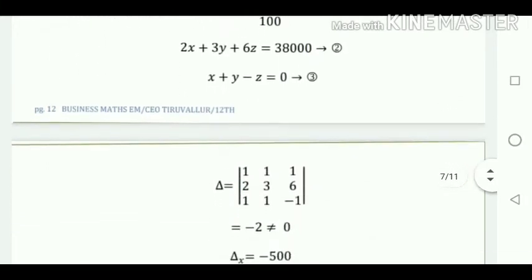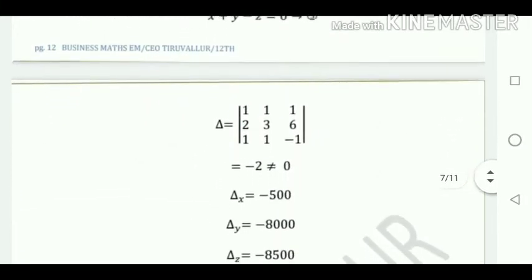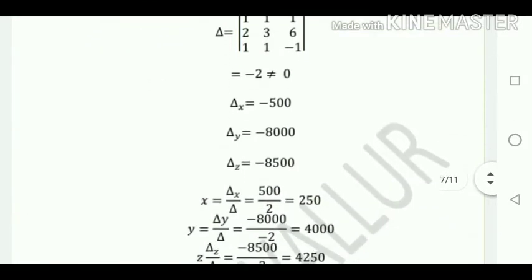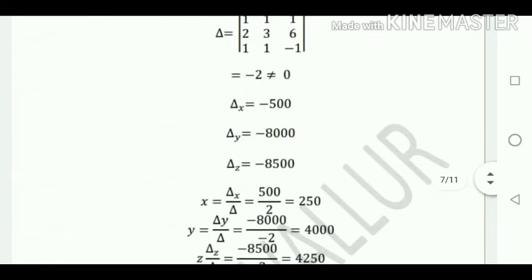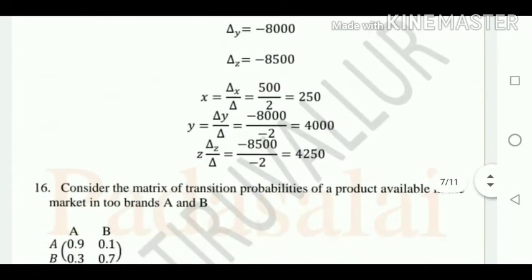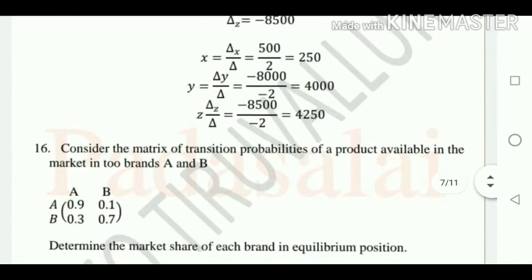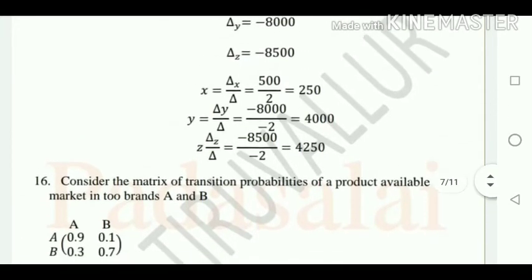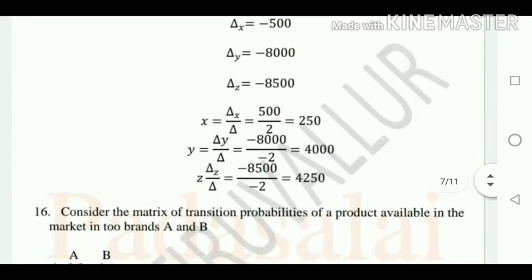By changing these 3 equations into matrix form, we find the value of delta equal to minus 2, delta x equal to minus 500, delta y equal to minus 8,000 and delta z equal to minus 8,500. Then after applying Cramer's rule, x equals 250, y equals 4,000 and z equals 4,250. Okay. So up to this we saw the formulas relating to Cramer's rule.